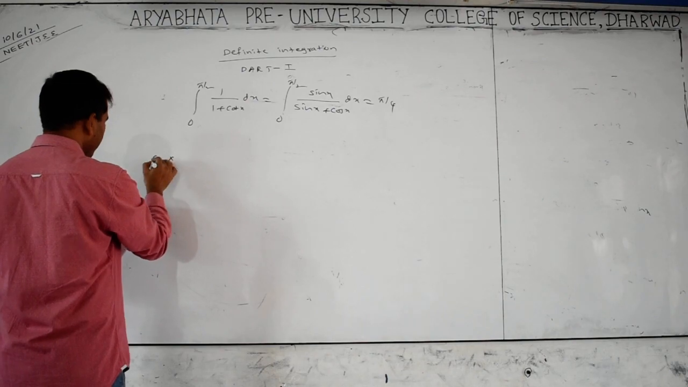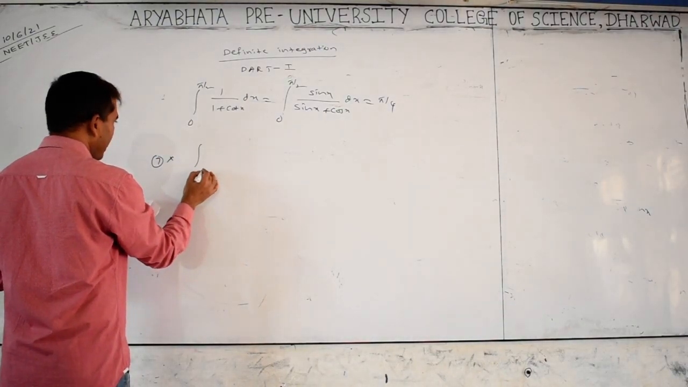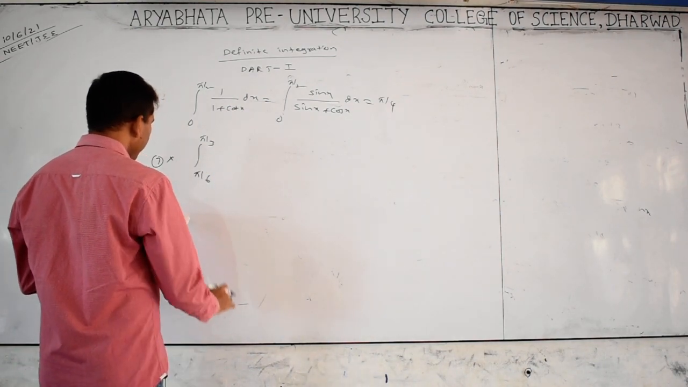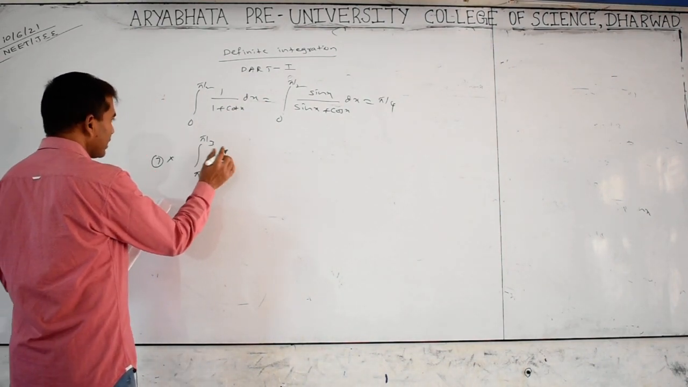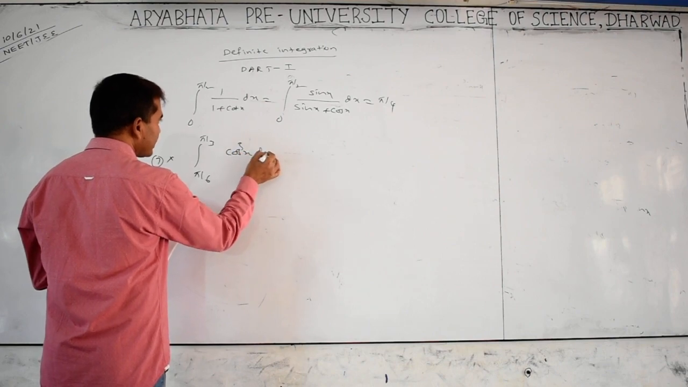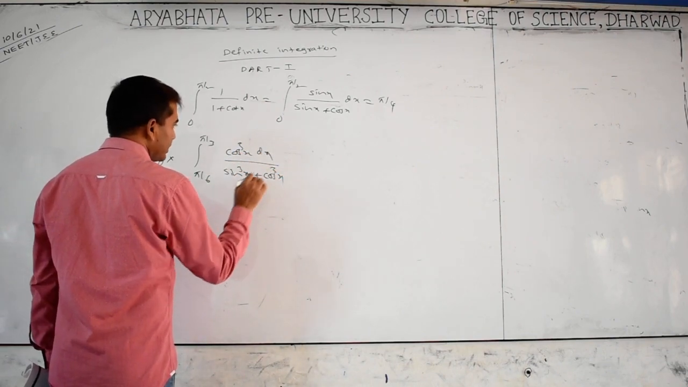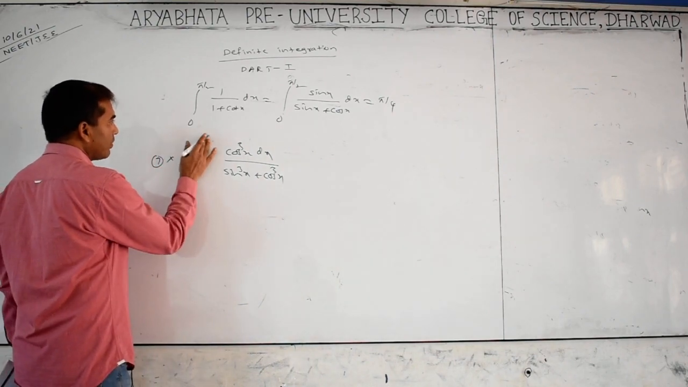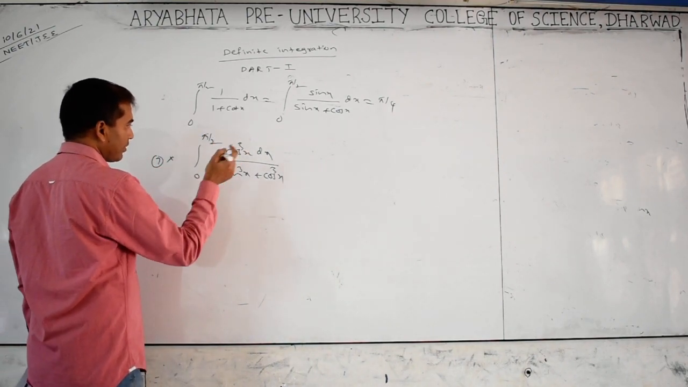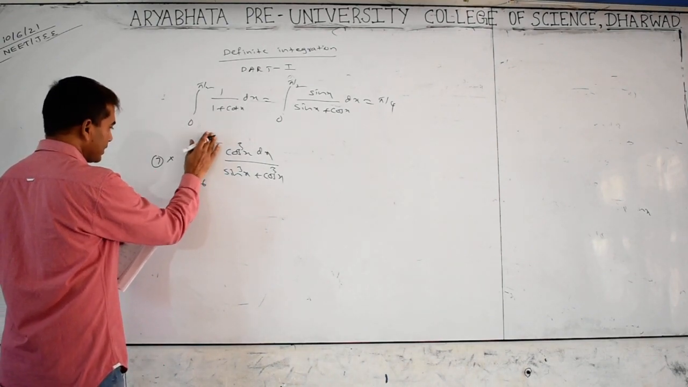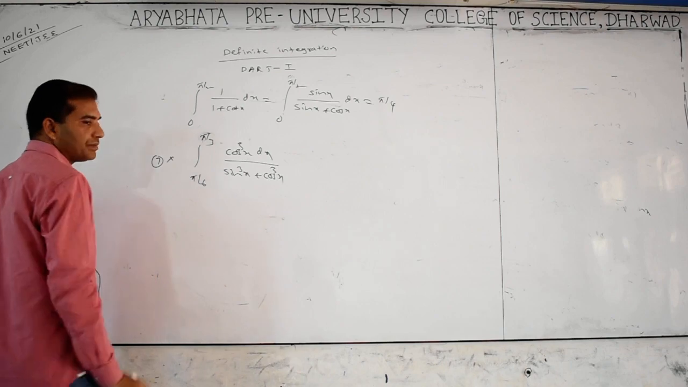Next one is 7th question. Integration of pi by 6 to pi by 3 cos cube x dx by sin cube x plus cos cube x. See, if it is 0 to pi by 2, the answer is pi by 4, but not 0 to pi by 2 here. The limits are, lower limit is pi by 6, upper limit is pi by 3.